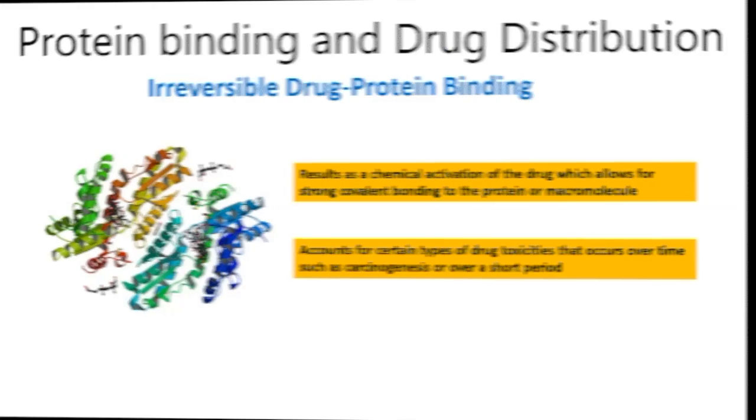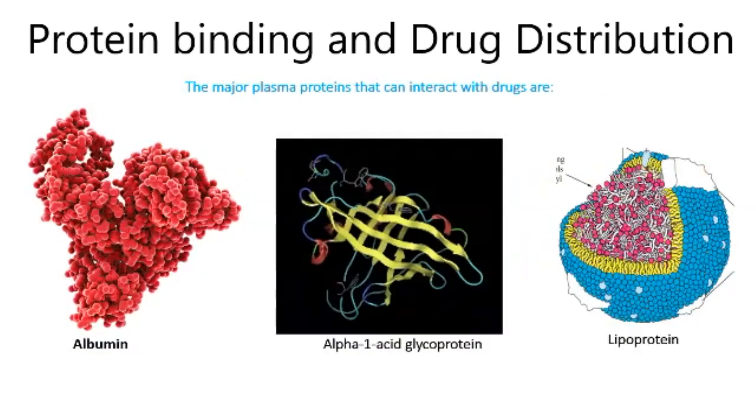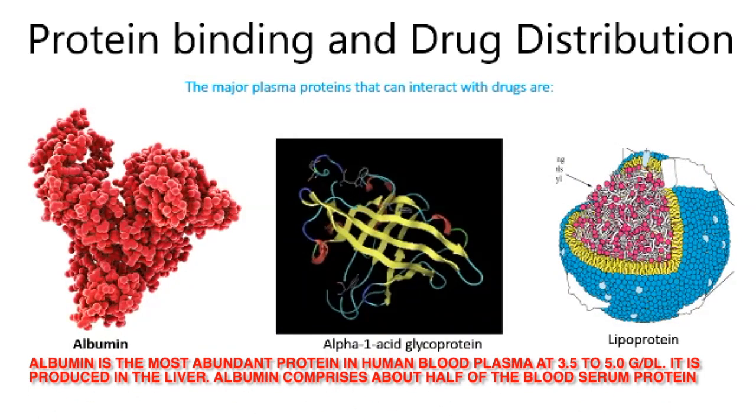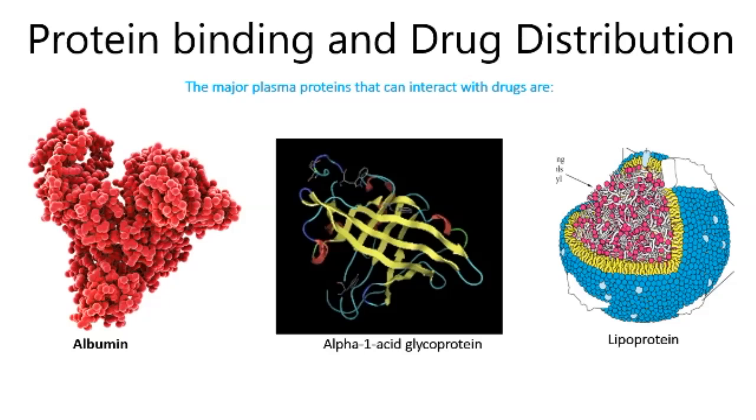the liver protein. The major plasma proteins that can interact with drugs are albumin, alpha-1 acid glycoprotein, and lipoprotein. Albumin is the most abundant protein in human blood plasma at 3.5 to 5.0 grams per deciliter, and it is produced in the liver. So if you have liver disease, it will reduce the production of albumin. Albumin comprises about half of the blood serum protein, right?